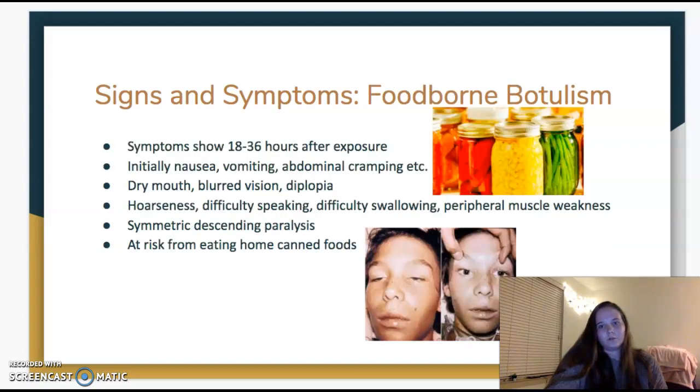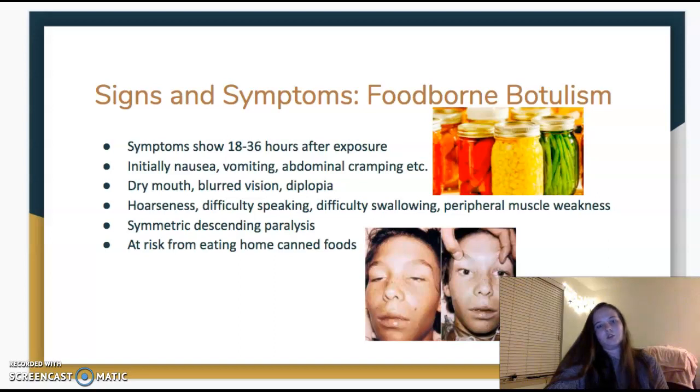Foodborne botulism is generally what you see in adults. Symptoms show 18 to 36 hours after exposure because the bacteria is in an anaerobic environment, the canned foods, and is already producing the toxin, so your system is immediately hit with it. Initially, you're going to see nausea, vomiting, abdominal cramping. If you suspect botulism, within the first hour or so, you can induce vomiting with Ipecac.